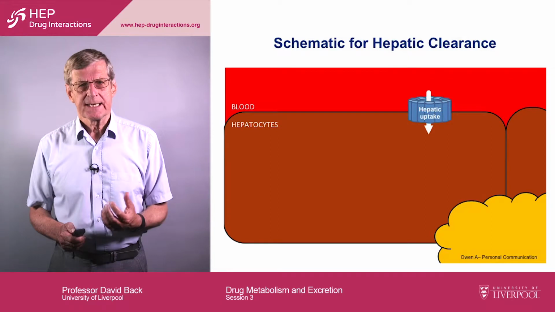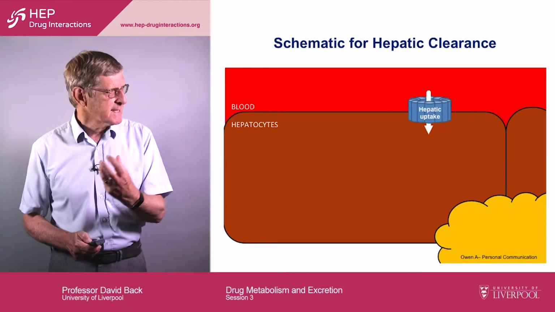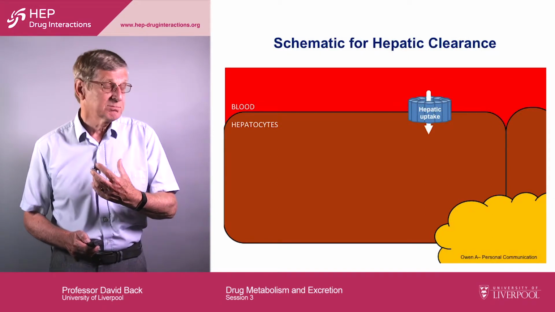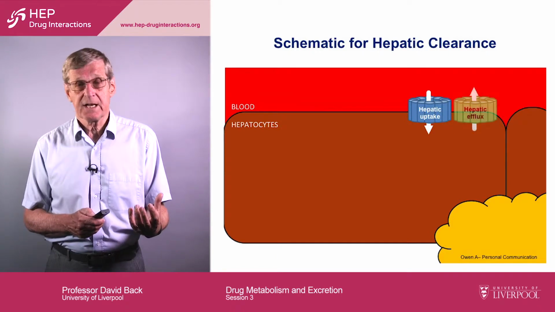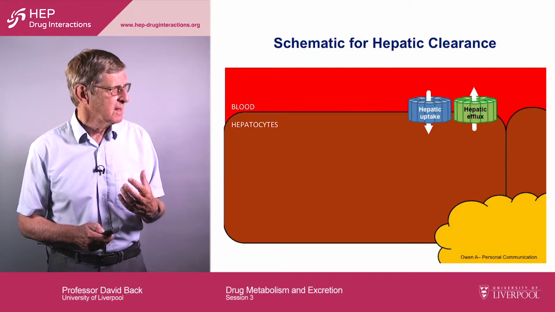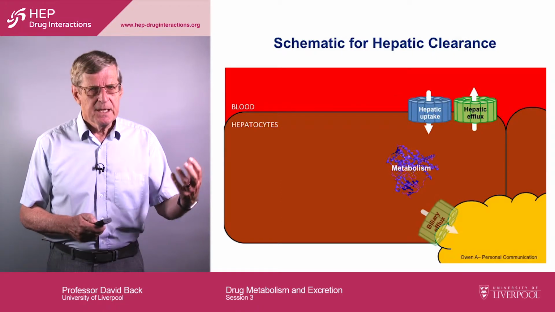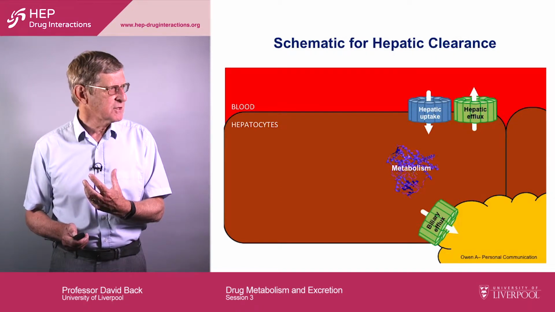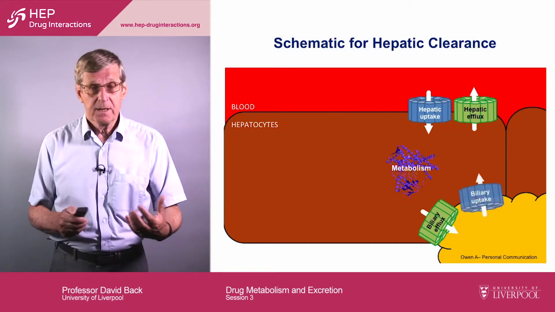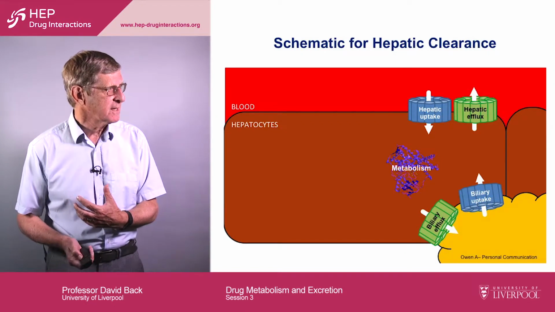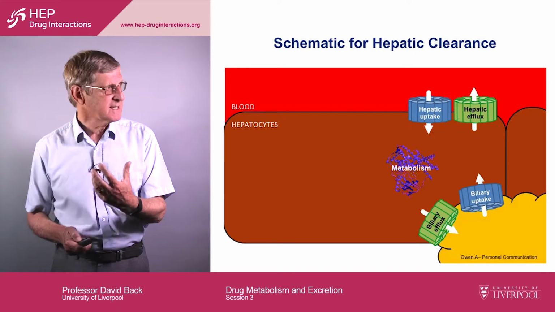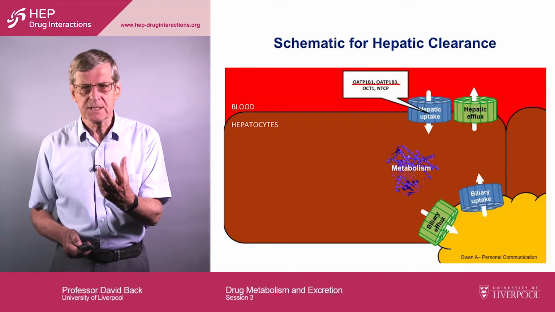So we've got the hepatocyte and we've got uptake into the liver, but we can also have efflux out of the liver back into the bloodstream. We can have metabolism taking place in the liver. We can have biliary efflux into the biliary tree and occasionally biliary uptake from the biliary tree. So we have all these different processes governed by these proteins.